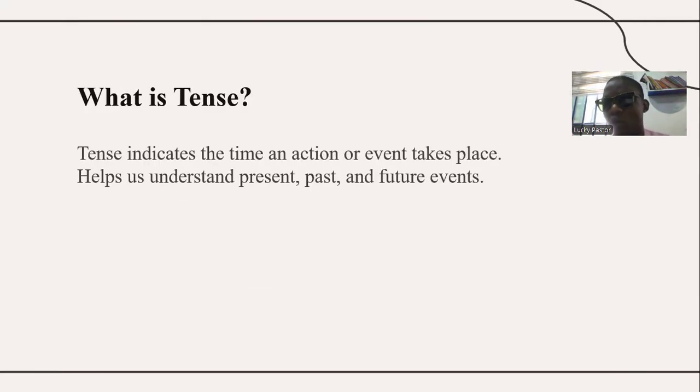All right, so what is tense? Tense indicates the time an action or event takes place. Of course, you know, an event can be in the past, it can be in the present, and it can be in the future. These are the three tenses we have in English. So when you use language or use words in ways that suggest the time or the period of that action, you are dealing with tense. It helps us understand present, past, and future events, like I mentioned earlier. So these are the things you must bear in mind as we discuss these different tenses in English.